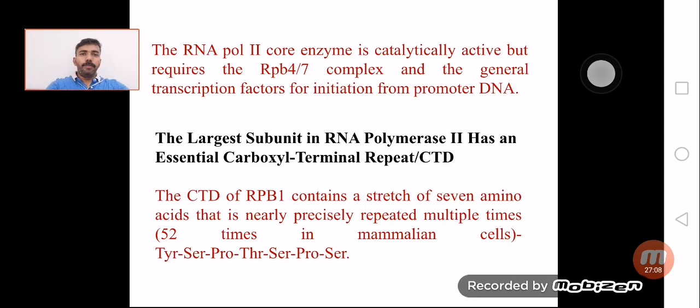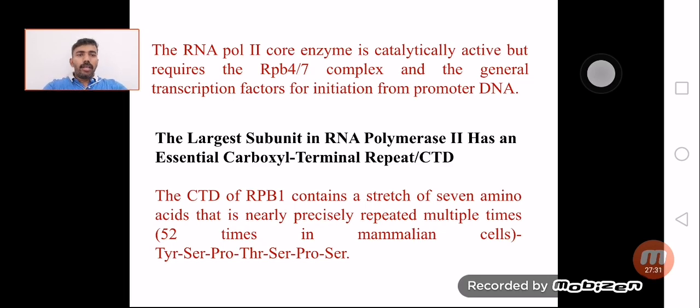And the core enzyme requires the additional heterodimer. That means the 4/7 complex is required for the catalytic activity of the enzyme. And when we see the different features, one of the most important features to be discussed in terms of function is the carboxy terminal domain.